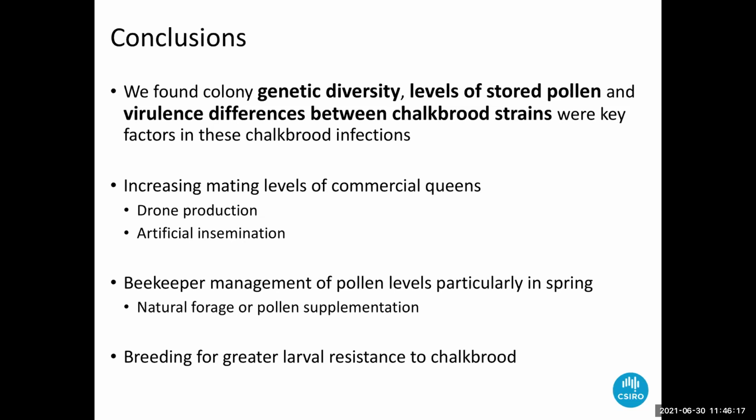But managing hive nutrition is a responsibility for all beekeepers, and it's really one of the key tools for managing hive health. Ensuring there's sufficient pollen stores in spring, perhaps upwards of 1 full frame, whether that's through access to natural forage or pollen supplementation, could be a really good strategy for reducing chalkbrood outbreaks. And lastly, there's certainly more we could be doing to breed for genetic resistance to chalkbrood. So in addition to breeding for hygienic behaviour, also selecting for larval resistance to infection.